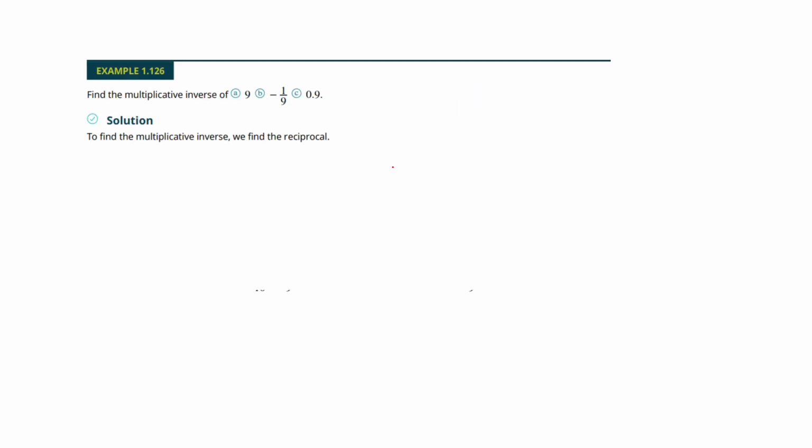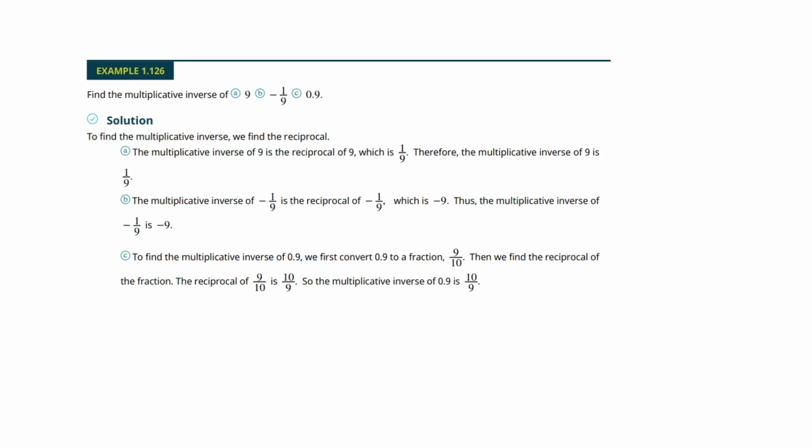Same here. I'm not going to do another one. So all the opposite signs, basically. Now the multiplicative inverse is called the reciprocal. What you're going to do is just turn the number upside down. So the multiplicative inverse of 9 is 1 over 9, because when you multiply those together, you're always going to get 1. So negative 1/9's reciprocal is negative 9.